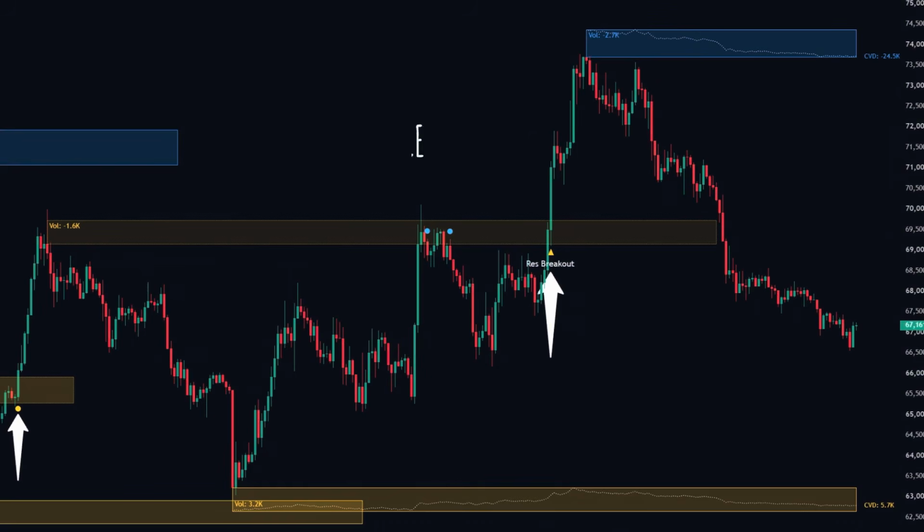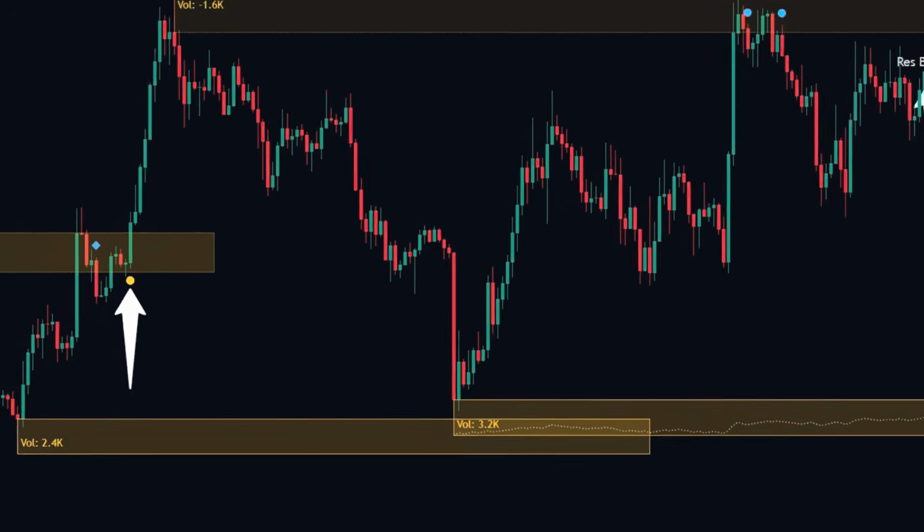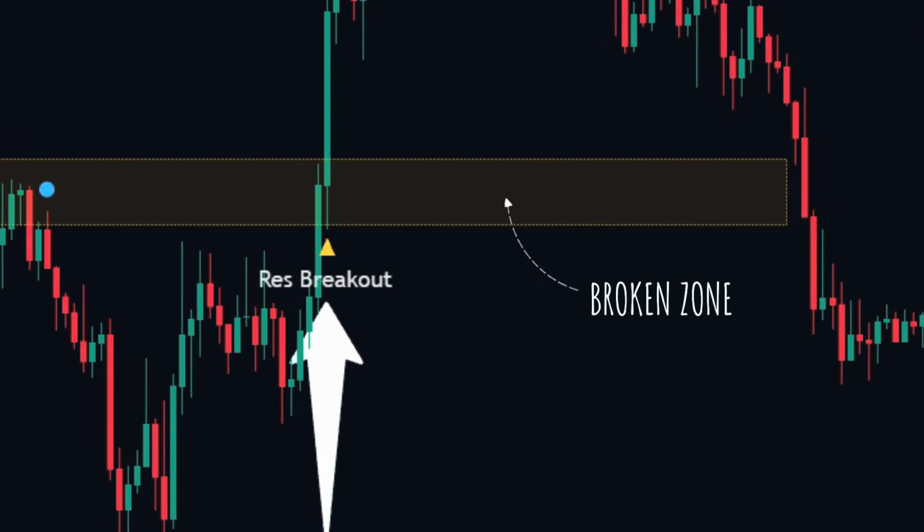Resistance zones are shown in blue, while support zones are shown in orange. And if a support zone gets broken, the indicator automatically switches its color to blue, showing that the level has now turned into a resistance. You'll also notice that unbroken zones have a solid border, while broken zones switch to a dotted border. This makes it easy to instantly see the difference at a glance.